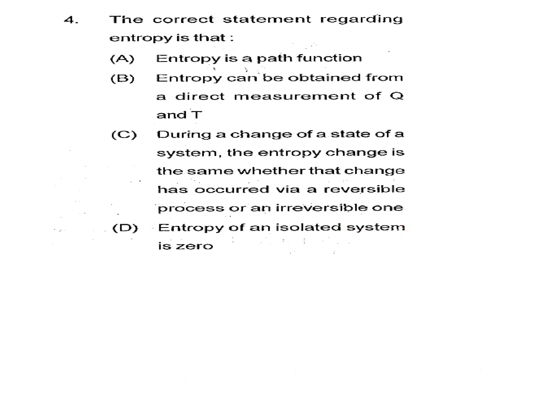The correct statement regarding entropy is that: A, entropy is a path function. No, entropy is a point function. B, entropy can be obtained from a direct measurement of Q and T. No. C, during a change of state of a system, the entropy change is the same whether that change has occurred via a reversible process or an irreversible process. D, entropy of an isolated system is 0. No, entropy of an isolated system always increases, and entropy is a point function. So C is our answer.